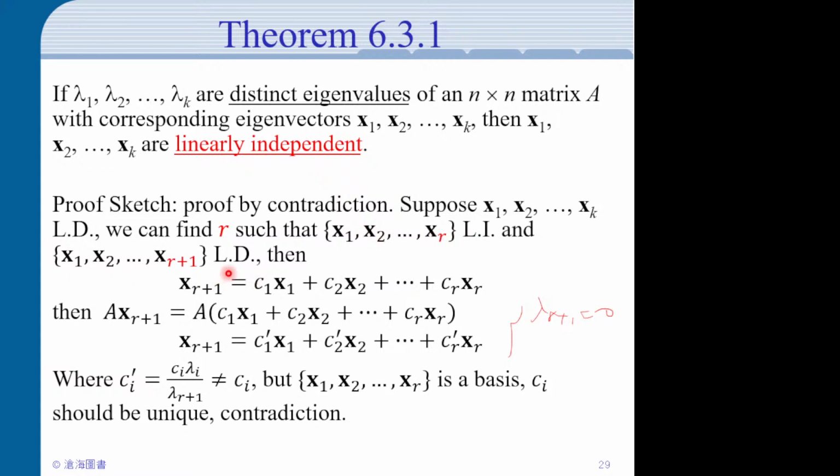When they make this transition, then you know that adding x r plus 1 turns the set into a linearly dependent one, which means this doesn't increase the span. So this one must be inside the span of all the previous ones, and so we can write it that way, and then we follow with the rest of the proof. Okay, so that's theorem 6.3.1.